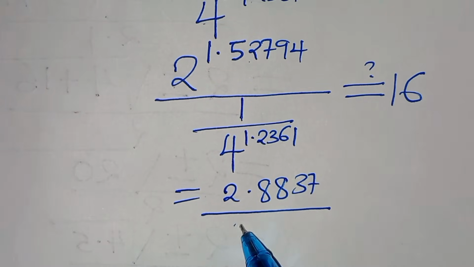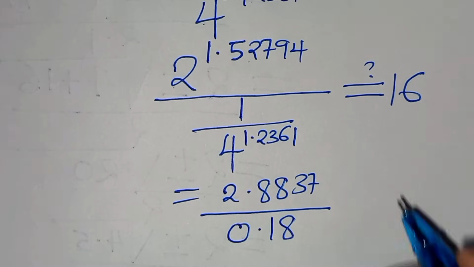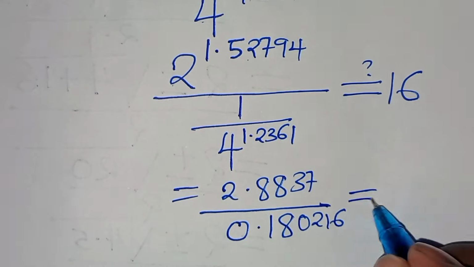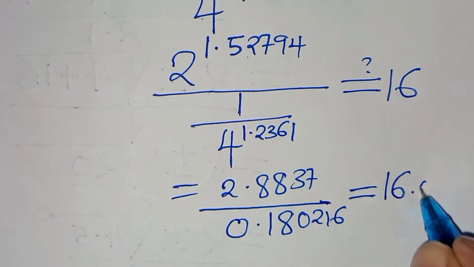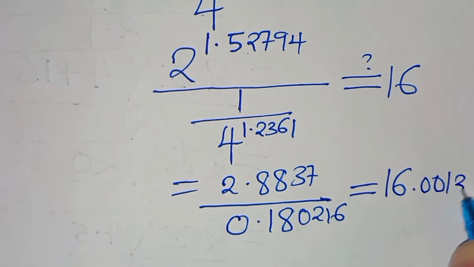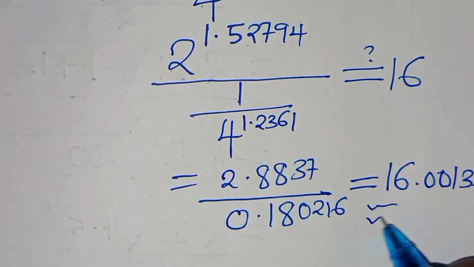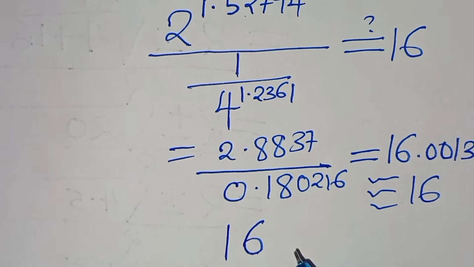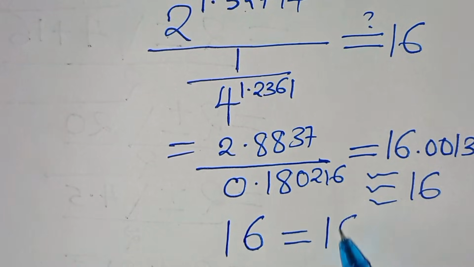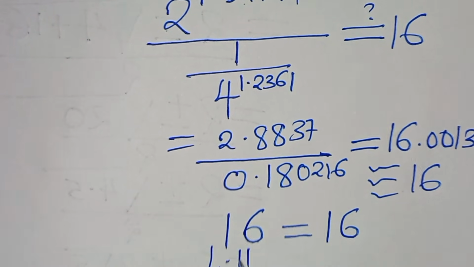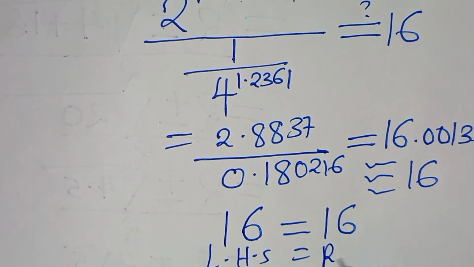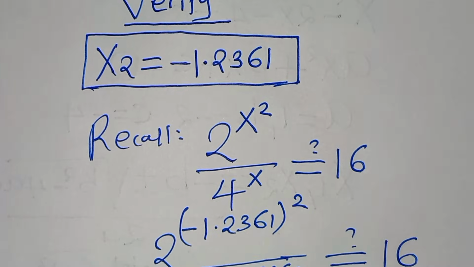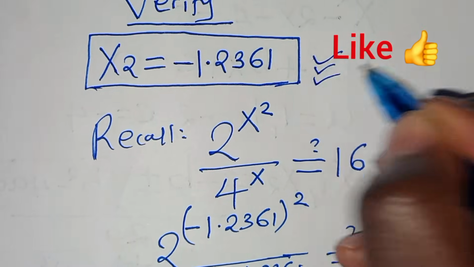This is the same thing as 0.180216, and this is equal to 16.00135. So this is approximately equal to 16. And this implies that on the left-hand side, we have 16, which is equal to 16 on the right-hand side. So this affirms that the second value of x, which is x2, also satisfies the equation.